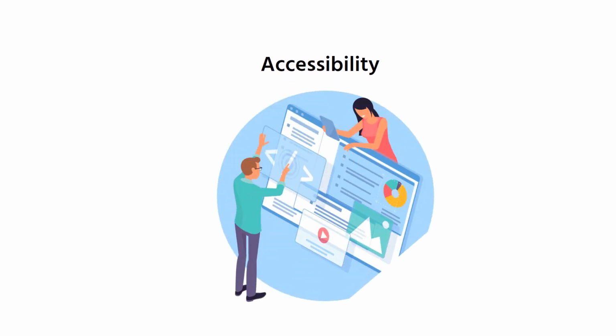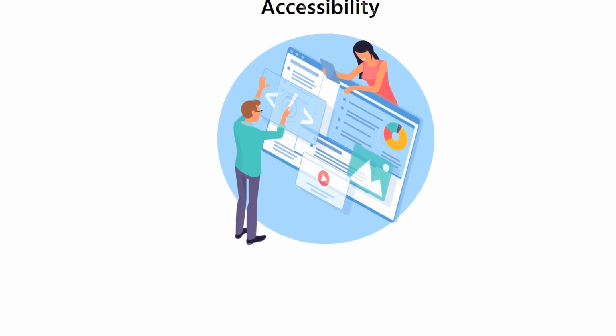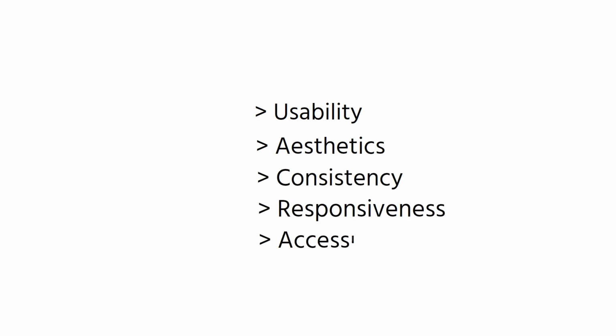Accessibility also cannot be overlooked, as it ensures that the interface is usable by people with a wide range of abilities. Overall, effective interface design combines usability, aesthetics, consistency, responsiveness, and accessibility, creating an environment where users feel in control, empowered, and capable of achieving their goals.